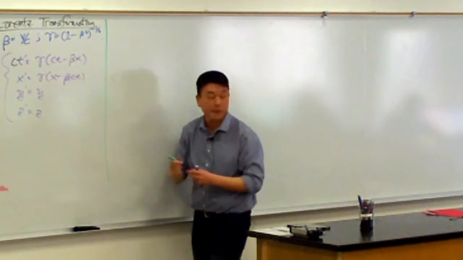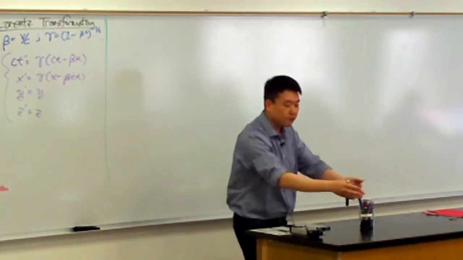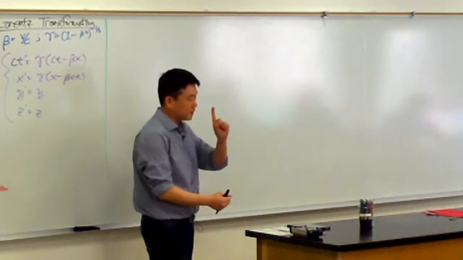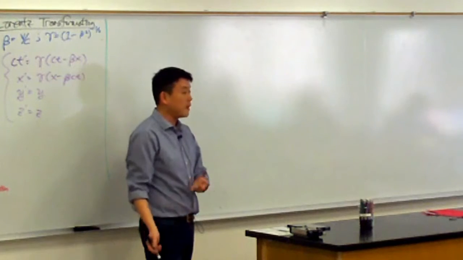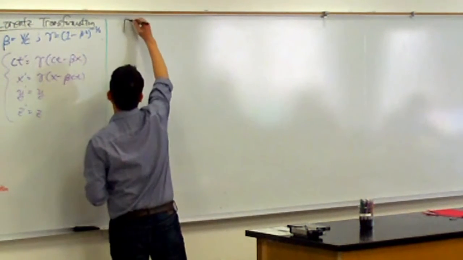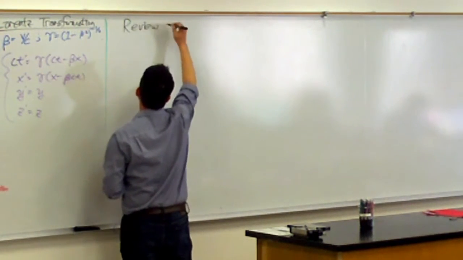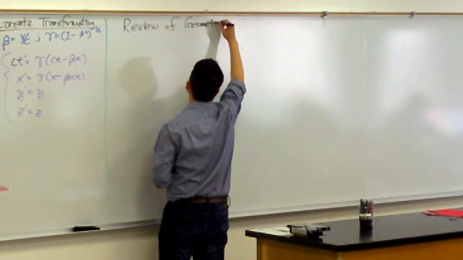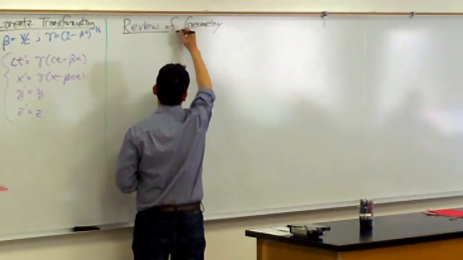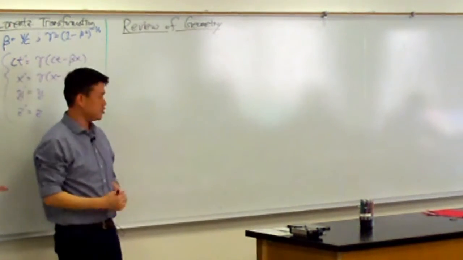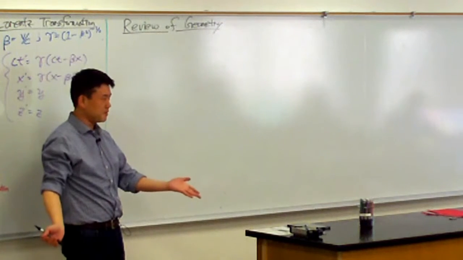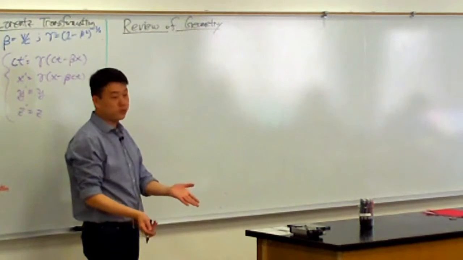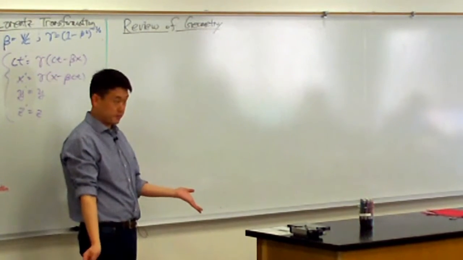So I want to do a quick geometry review. Not a review of geometry theory or theorems, but there's one particular aspect of geometry that I'd like to review. You guys talk about René Descartes in geometry, right? Cartesian coordinates, it's a geometry topic, right? Okay, good. So in geometry, you are introduced to the XY coordinate system, right?